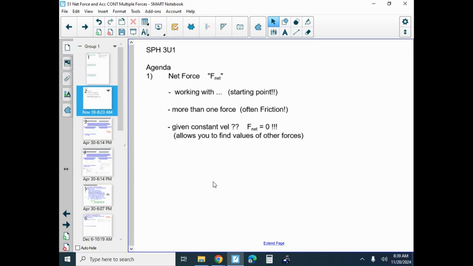Like if you're told that it's constant velocity, then you know the net force is zero, or if you're told the specific acceleration, then you might be able to calculate what the net force is. And it can allow you to figure out values of other forces. So we're looking at cases where there's more than one force, a little bit more here. These ones are all just linear, so no scale diagrams or vector work needed, but just keep in mind that that might be a possibility, of course, in some questions.